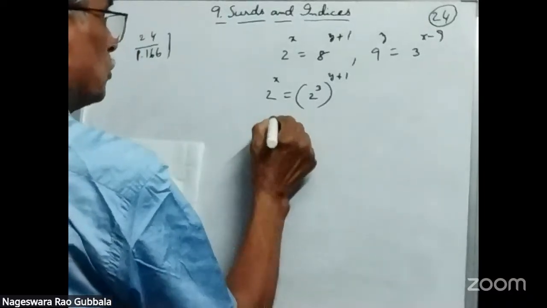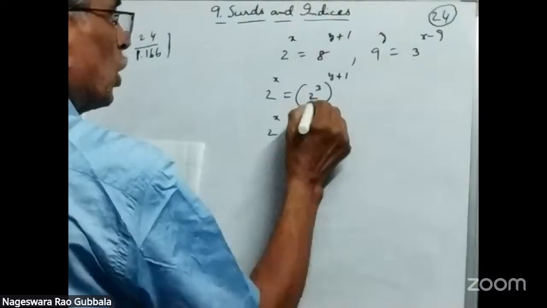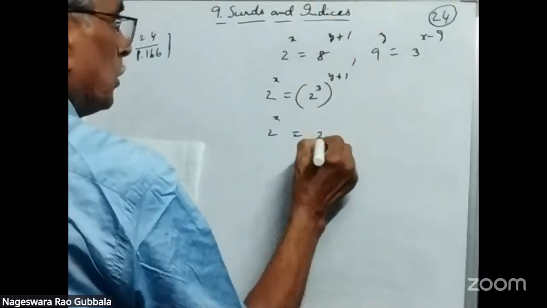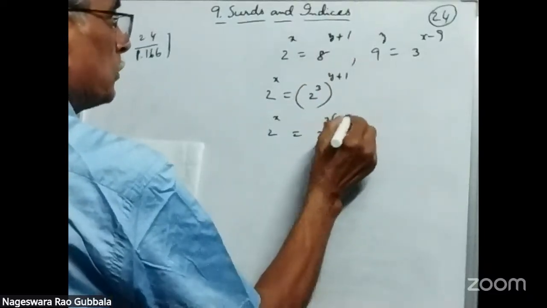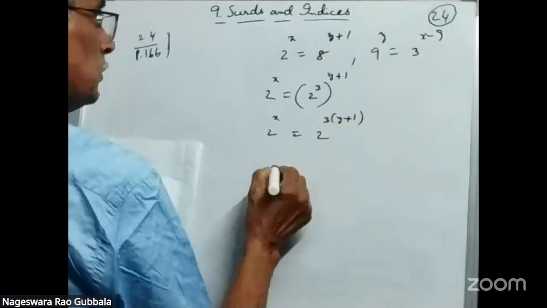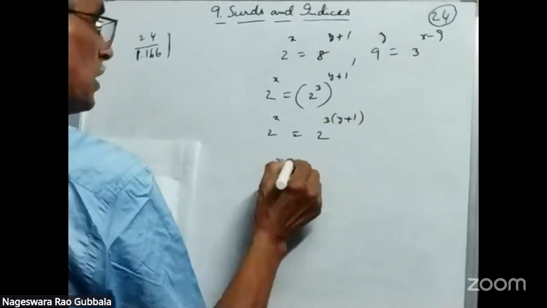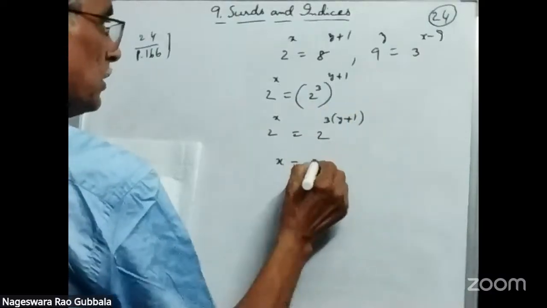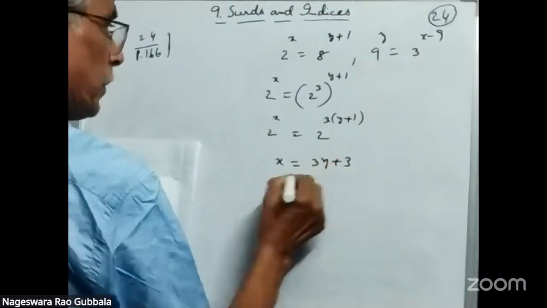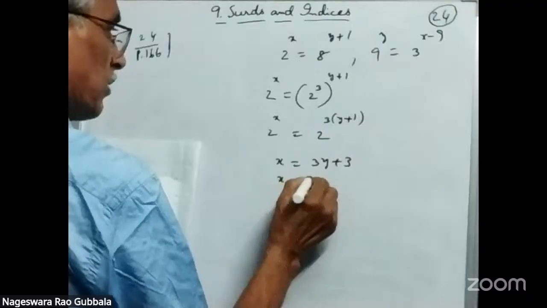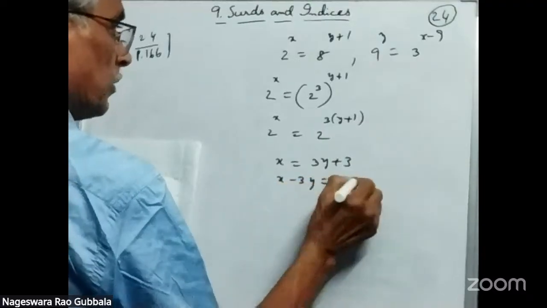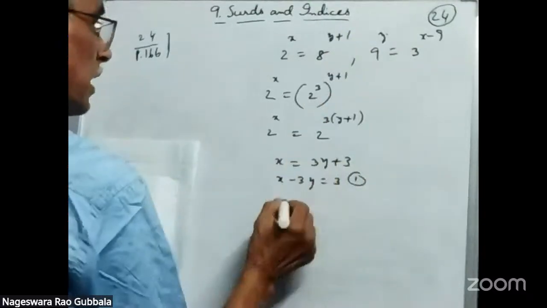2 to the power of x is equal to a to the power of m whole to the power of n, a to the power of mn: 2 to the power of 3 into y plus 1. So x is equal to, comparing indices, 3y plus 3. x minus 3y is equal to 3. One equation.